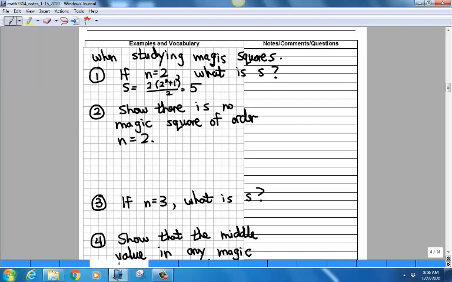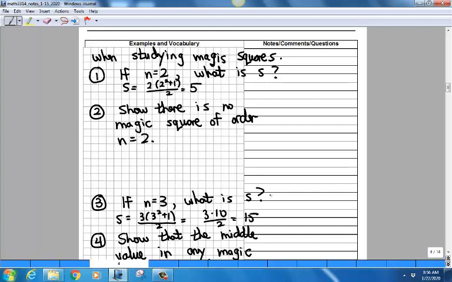What about for 3? What's the magic sum going to be? Pretty easy here. So 3 times 3 squared plus 1, and then we have to divide that by 2. Gosh, I hope that always comes out divisible by 2. That's a question in itself. So this is 3 times 10 divided by 2, which is 15. So for magic squares of order 3, which I claimed there were 8 different such magic squares.